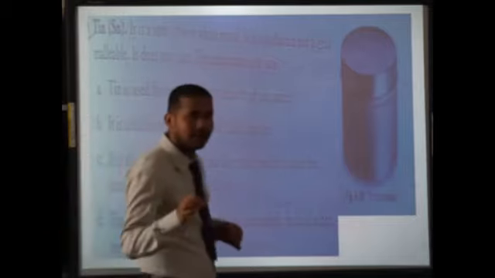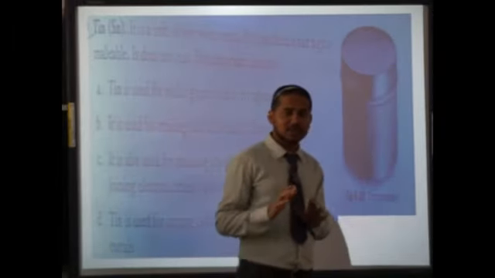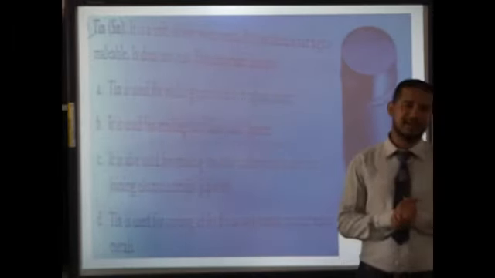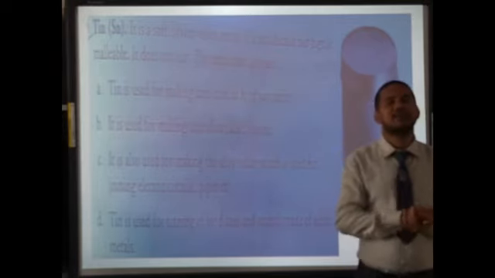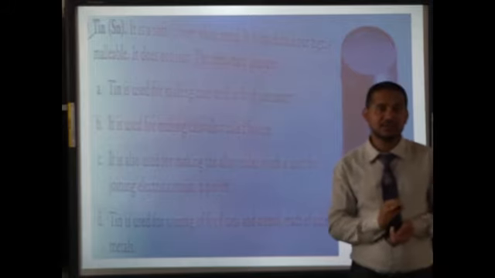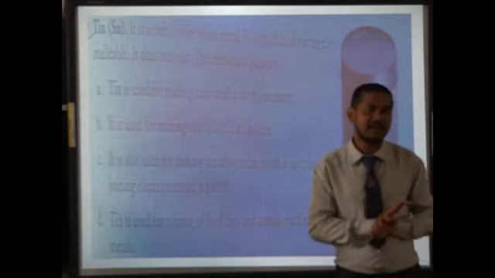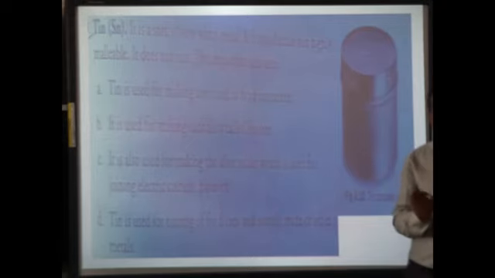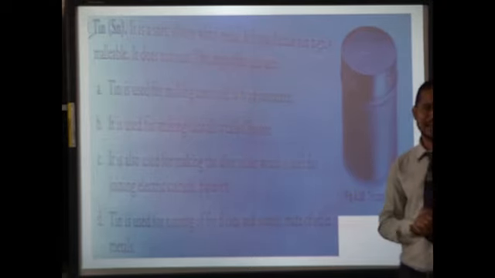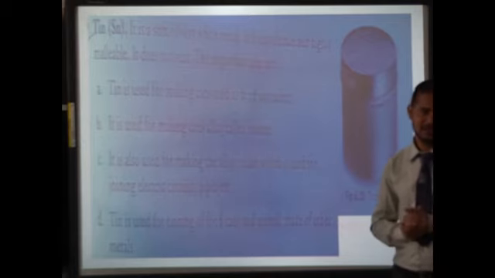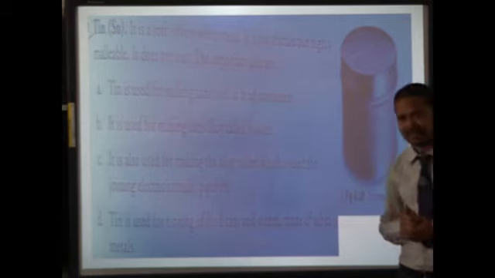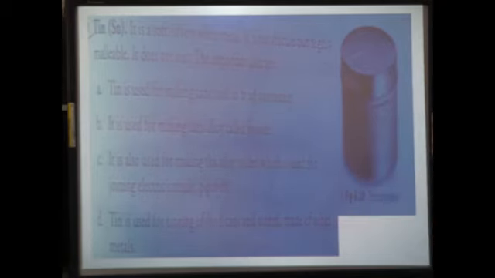Now I may ask you one question. Name a metal which is malleable but not ductile. Then your answer must be tin. Name the metal which is neither malleable nor ductile. Then what must be your answer? Your answer must be zinc. Zinc is brittle. It is neither malleable nor ductile. So tin is not ductile but highly malleable.